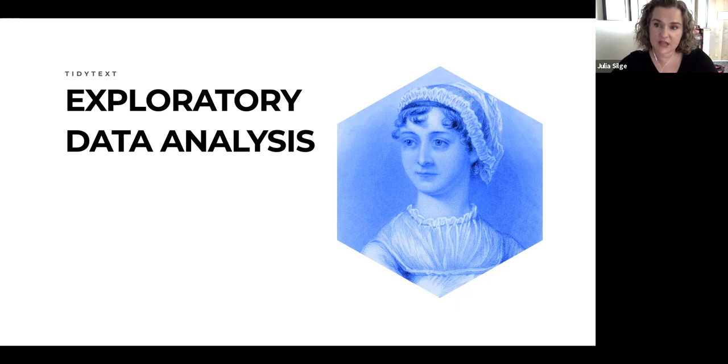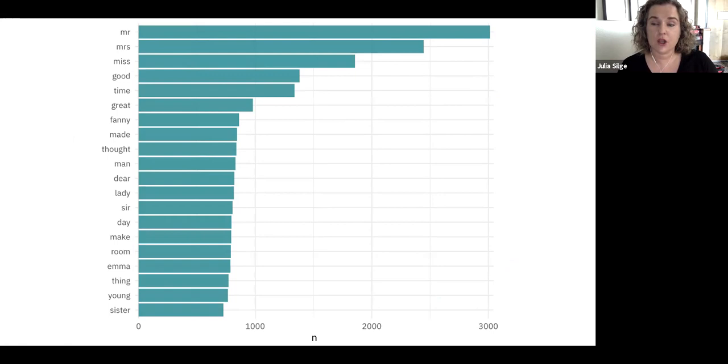So EDA for text might look something like this, where we summarize and we visualize. And when we use tidy data principles with text, we are able to fluently move from raw text through to our familiar dplyr verbs and ggplot2 visualization. So this is a visualization made with ggplot2, and we're able to ask a question like, what are the most common words in Jane Austen's novels? So this is a group of all of Jane Austen's novels. And so we see words like Mr., Mrs., Miss, good, time, great, dear, lady, sir. These are the kinds of words that Jane Austen uses in her novels. And we can get to this very quickly and iteratively when we use tidy data principles.